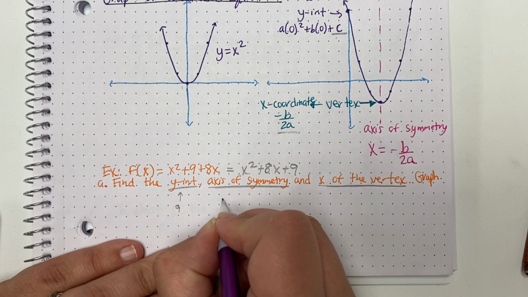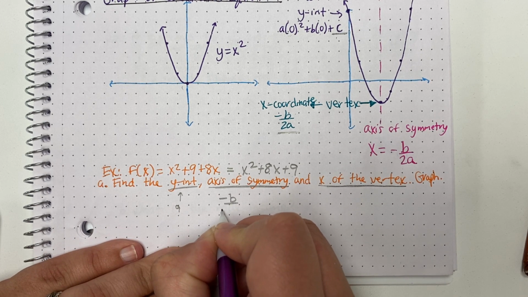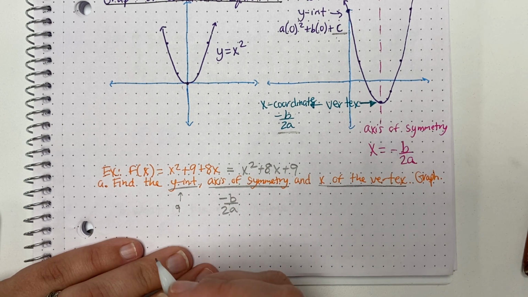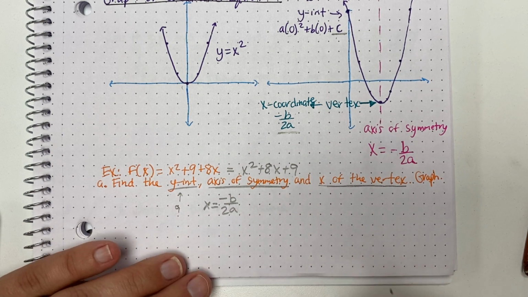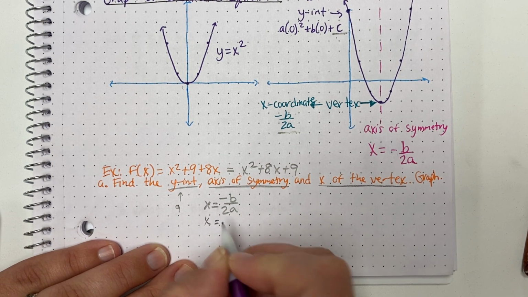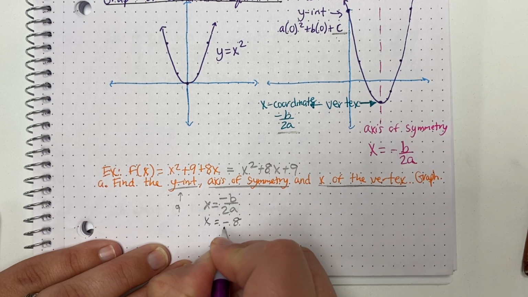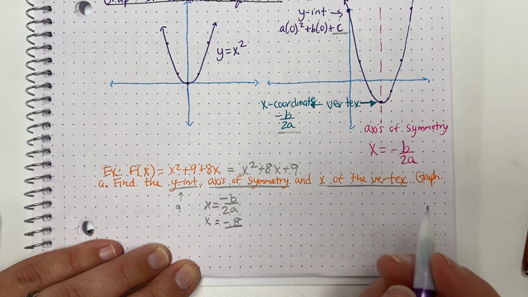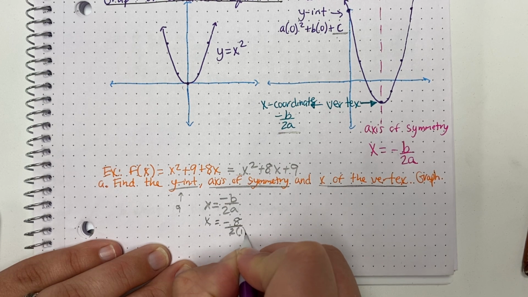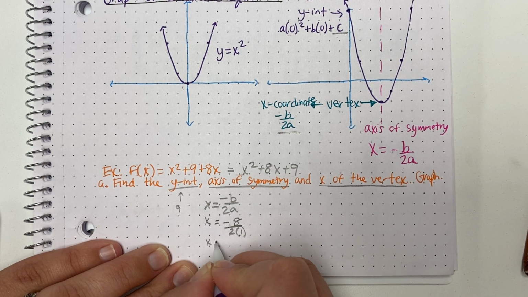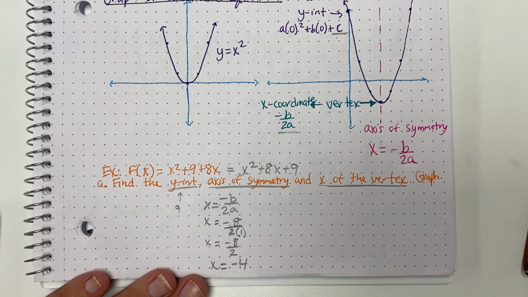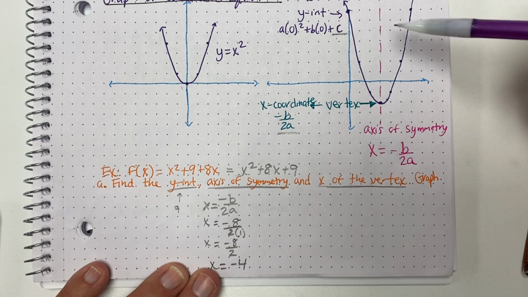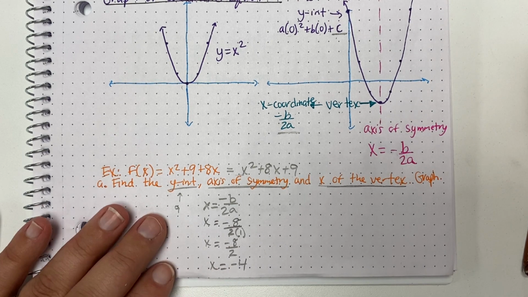Axis of symmetry is going to be negative b over 2a. If we need an actual equation for it, it's x equals. So let's plug those in. My b is an 8. My a, remember when there's not a number in front of it, is a 1. So I'll have negative 8 over 2, or x equals negative 4. That's where the vertical line goes that cuts my parabola in half.